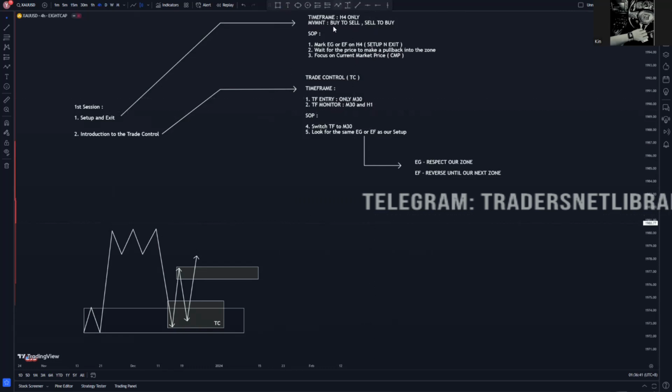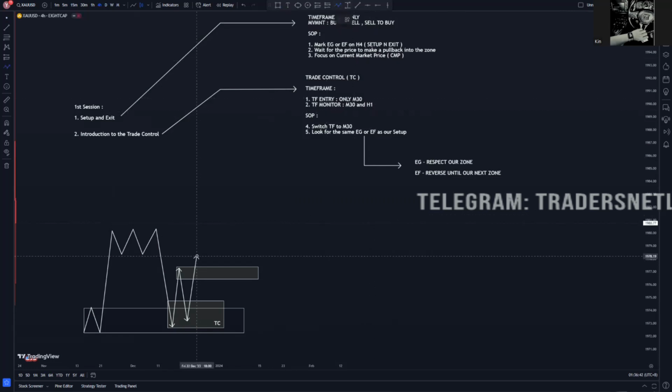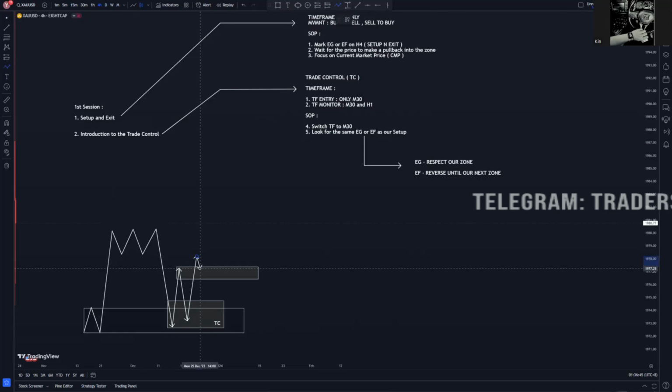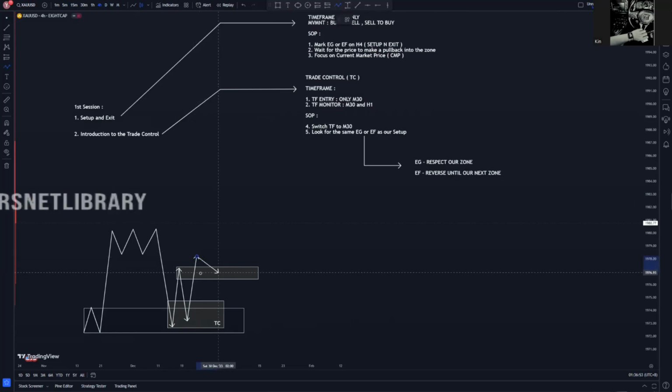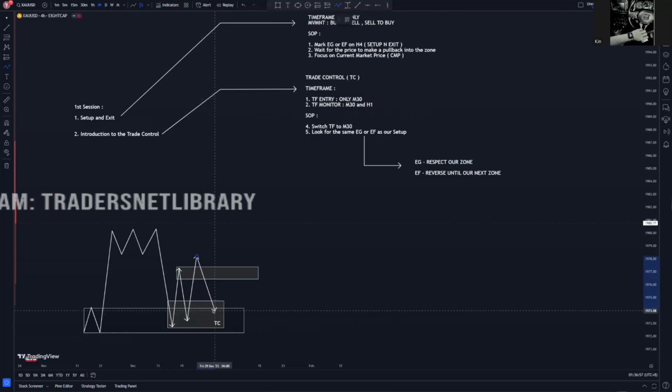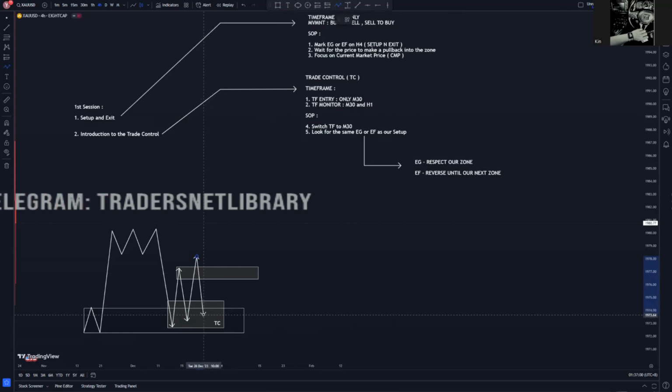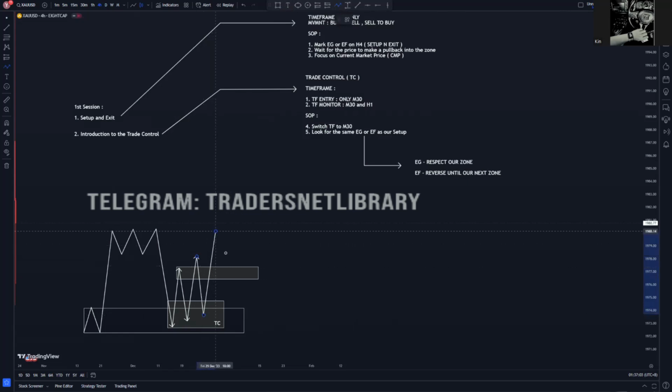So the price is making a pullback right now. And back to what I've said, we need to have the confirmation entry. For example, there is no confirmation entry somewhere around here, but the price went down into our TC gain and created the confirmation entry. And then the price is still going to reverse until the next one, something like this.